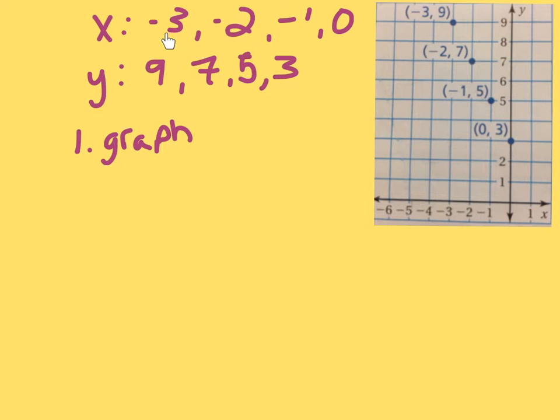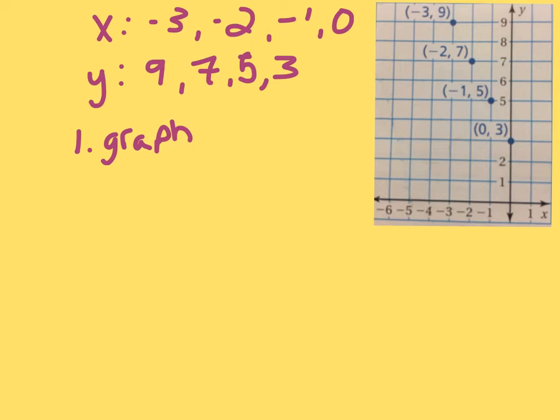So here we have negative 3, 9. Negative 2, 7. Negative 1, 5. And 0, 3. Okay, so I've taken a picture of step 1, which is to graph.